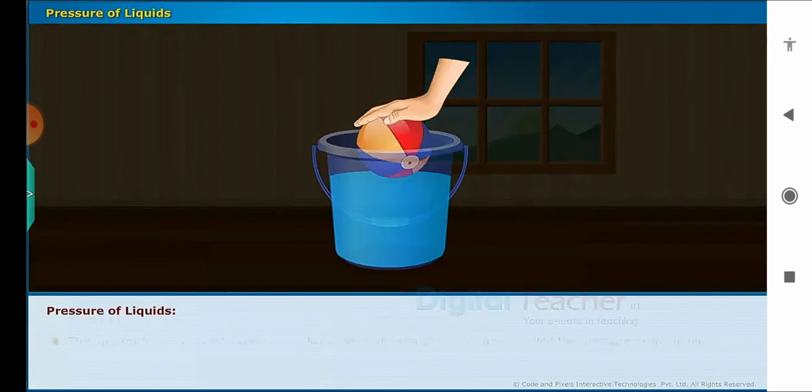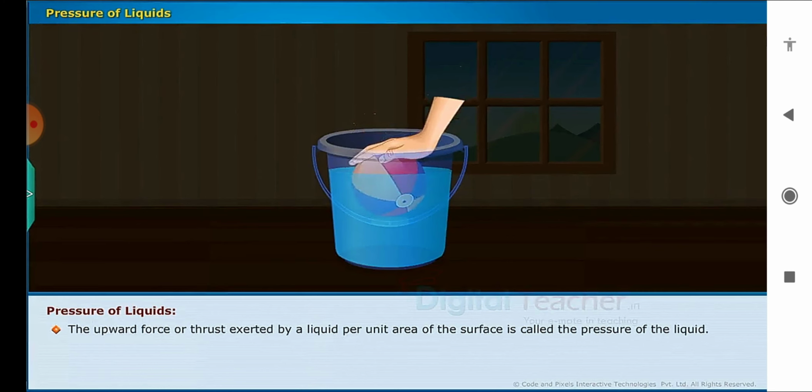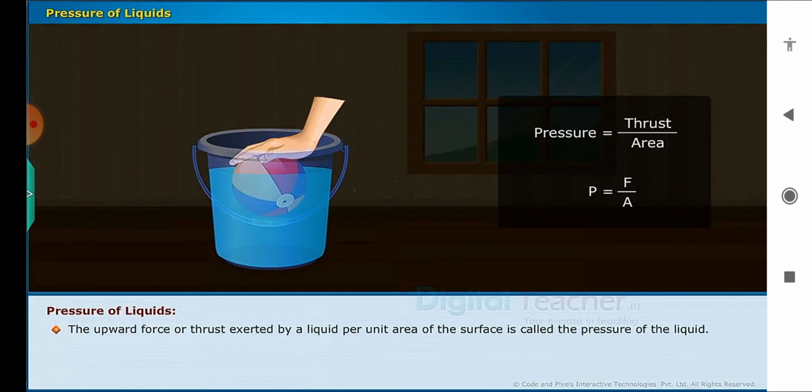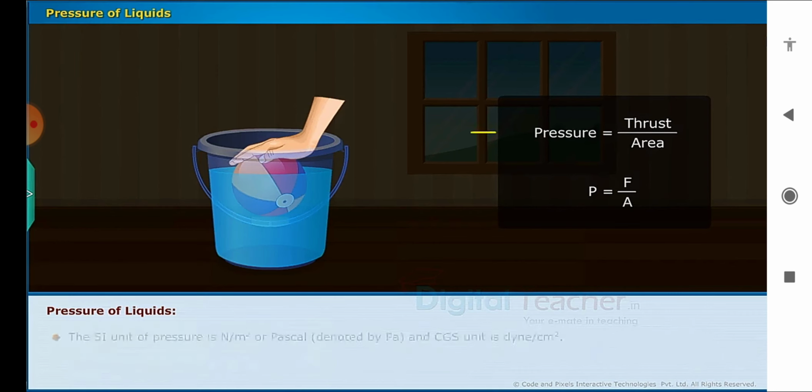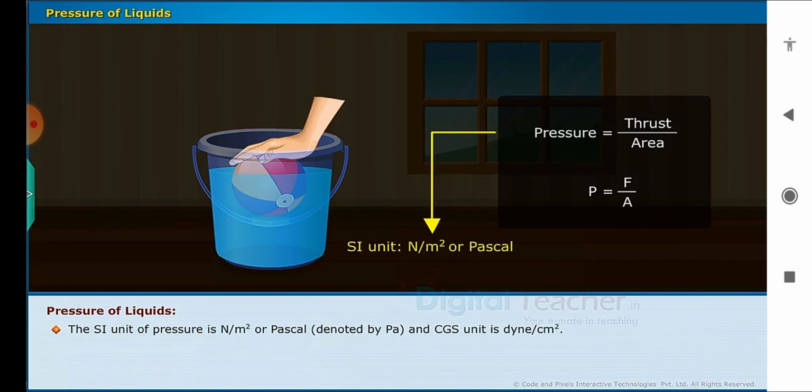Pressure of liquids. The upward force or thrust exerted by a liquid per unit area of the surface is called the pressure of the liquid. If an upward force F is acting on the surface area A in contact with the liquid, then the pressure exerted by the liquid on the surface is the ratio of the upward force to the area of contact. The SI unit of pressure is Newton per meter square or Pascal, denoted by Pa, and the CGS unit is dyne per centimeter square. Pressure is a scalar quantity.